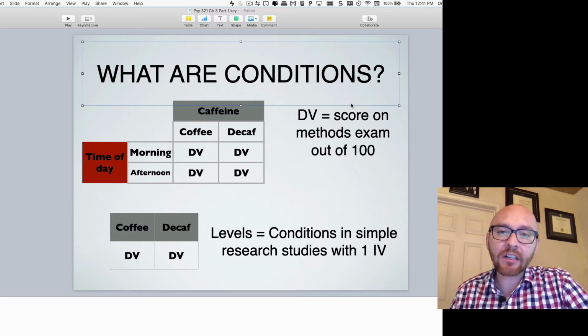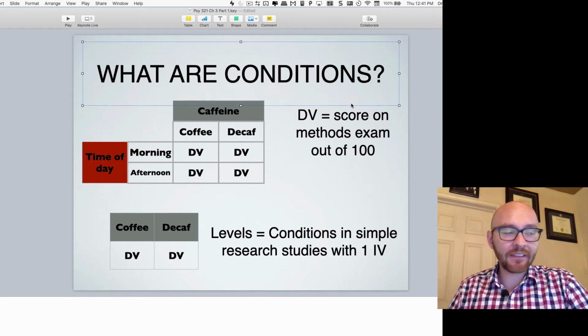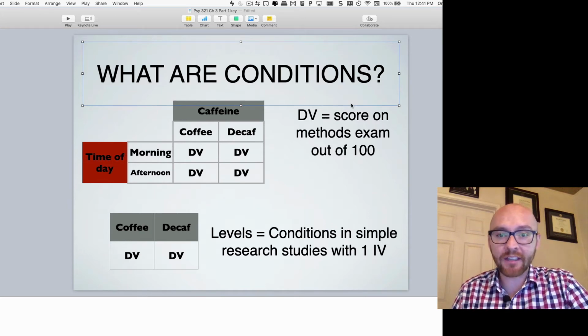But let's say I was also interested in, well, I love caffeine. I'm interested in seeing how caffeine impacts students' scores. Maybe I feel that it might help students have more attention and be more aware. Maybe I have the opposite hypothesis. Maybe I think it might be detrimental to their performance. So I've included caffeine as an IV.